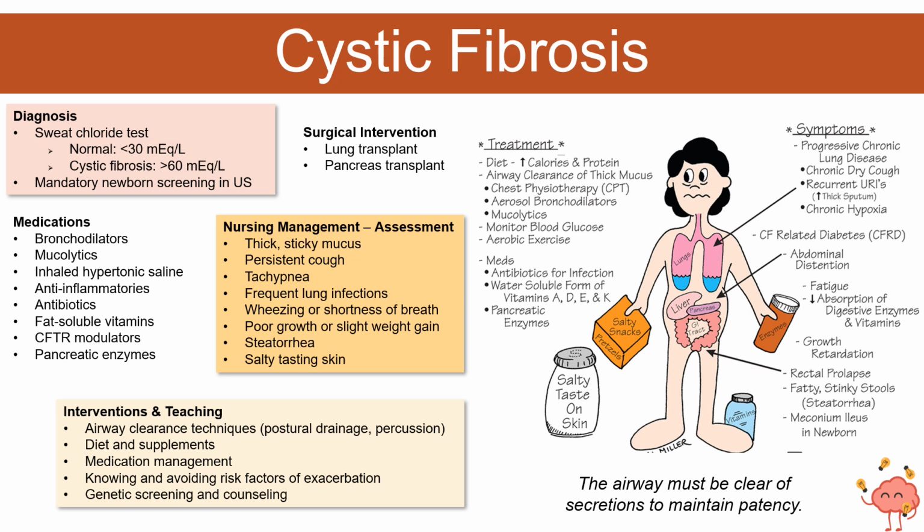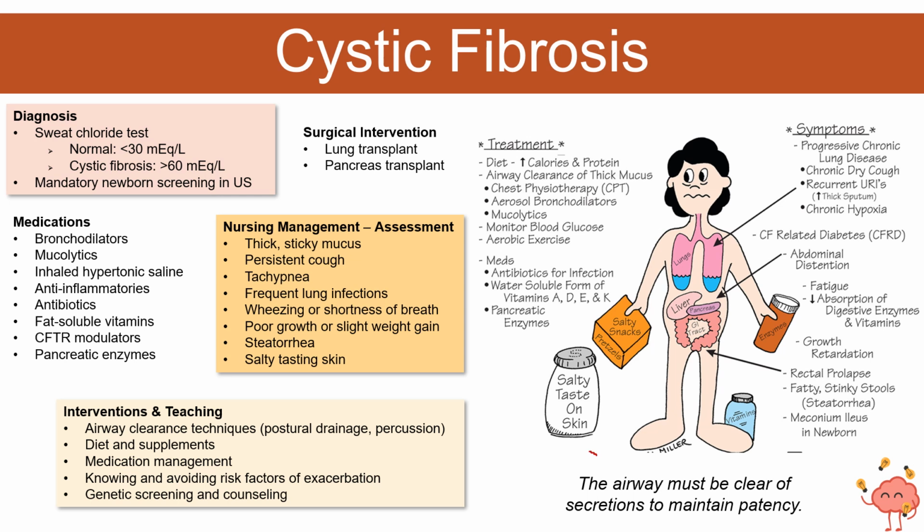So, interventions and teaching. We are talking about the airway, so that is our priority. We want to make sure that they know airway clearance techniques, such as postural drainage and percussion. Postural drainage is where you place the patient in different positions in order to help drain certain areas of the lung that might have these issues. Diet and supplements. These patients may experience a lot of weight loss and malnutrition because we're missing those pancreatic enzymes to help break down the food. So we want to increase their caloric and vitamin intake to increase energy and hopefully increase weight. We want to make sure these patients know and avoid risk factors of exacerbation and get genetic screening and counseling if they plan on having a family.